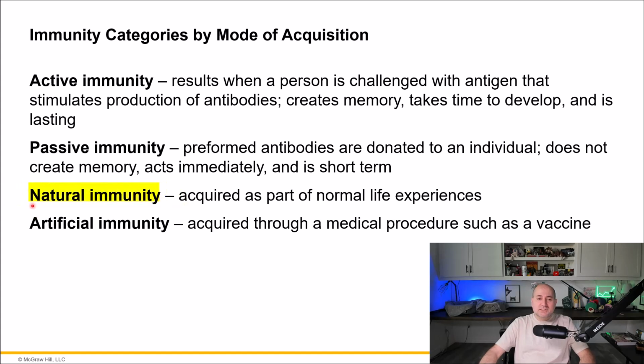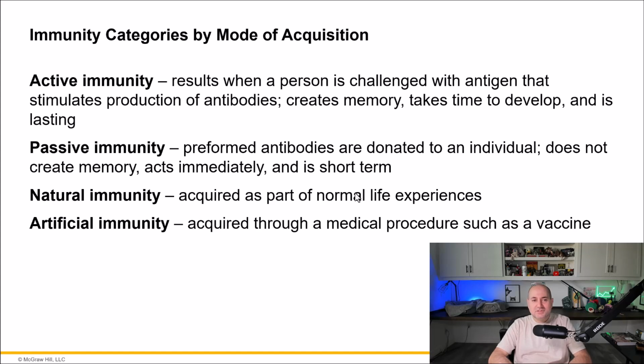Natural immunity is acquired as part of normal life experience, and artificial immunity is acquired as a medical procedure. So in the clinic, such as a vaccine. A vaccine is an example of artificial immunity. Whereas, catching the cold would be an example of natural immunity because you'll become immune to that strain of the cold virus. So now we can even combine these terms.